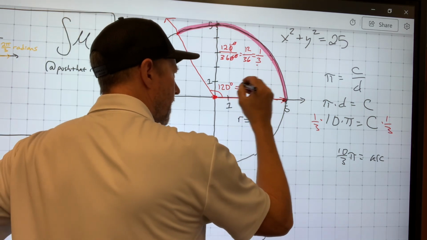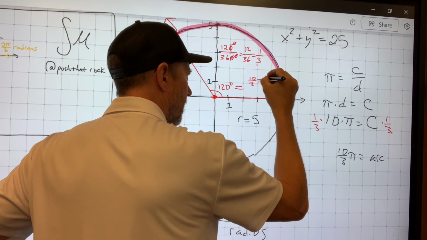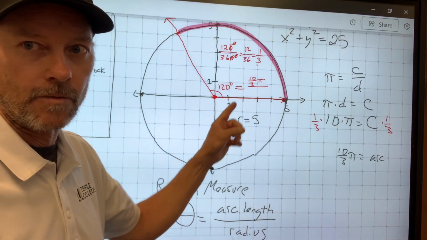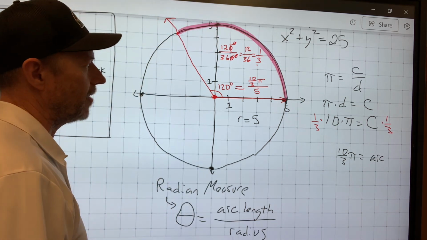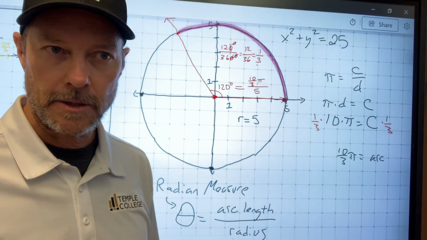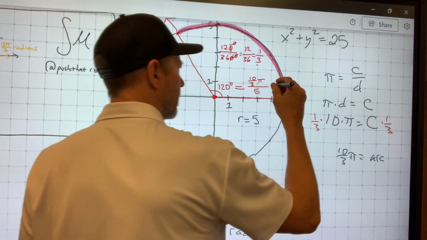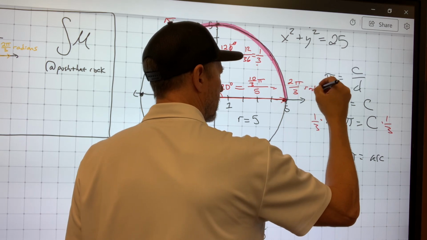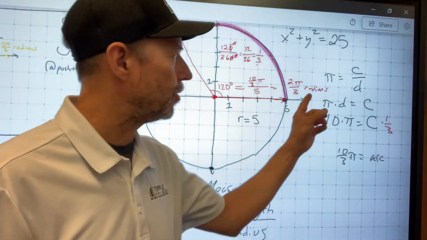But to get the radian measure, let's go back to the red. To convert this angle to radian measure, I take this arc, which is 10/3 pi, and I divide it by the radius. That's the definition, arc over radius. So I'm going to put the 5 here. Okay, well, how do I simplify that? What is 10/3 divided by 5? Well, it'd be 2/3, because 5 times 2/3 would give me 10/3. And so this turns out to be 2 pi thirds radians. So 120 degrees is equivalent to 2 pi thirds radians.